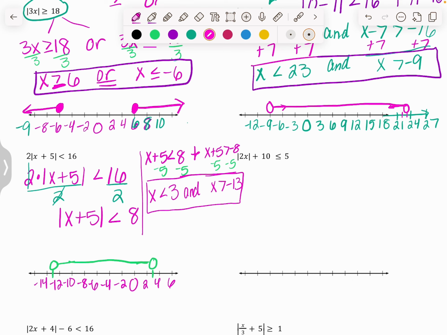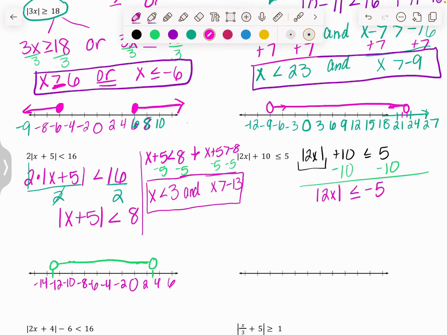Okay, for our next problem, I'm going to just rewrite it because I ran out of space here. In order to solve this one, we do need to get this absolute value piece by itself, which means we need to get rid of the plus 10. So we're going to go ahead and subtract the 10 from both sides. That's going to leave you with the absolute value of 2x is less than or equal to 5 minus 10, which is -5.